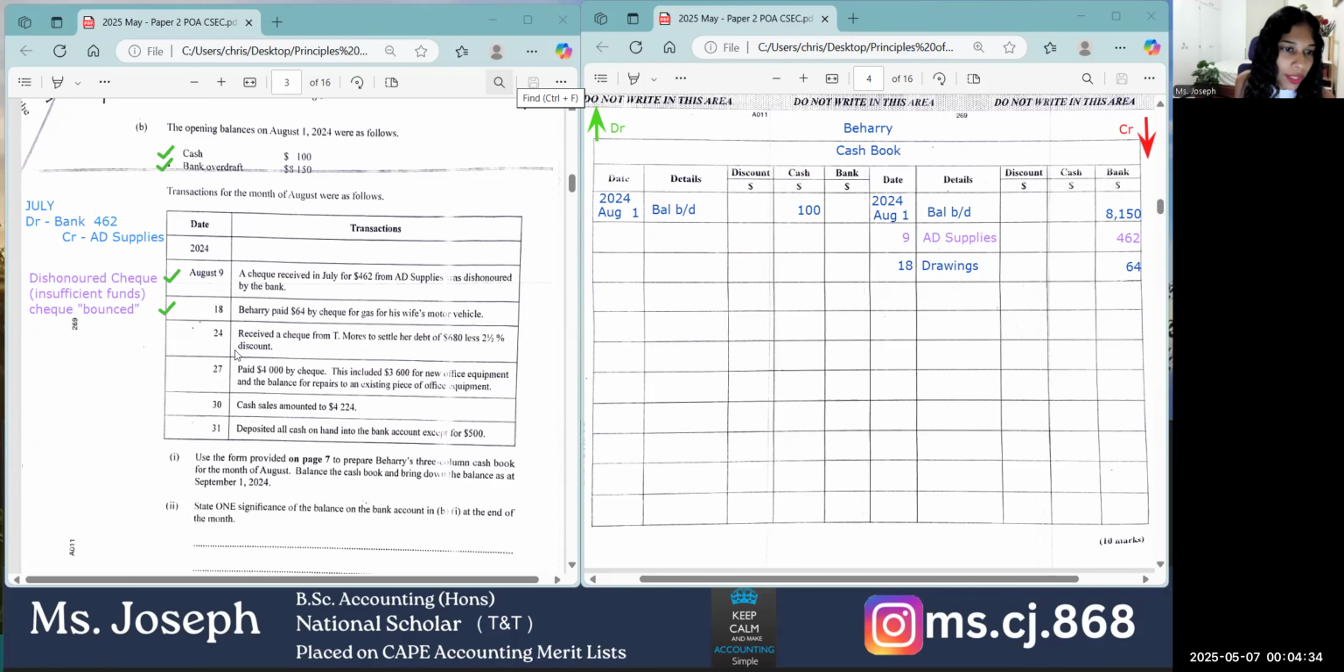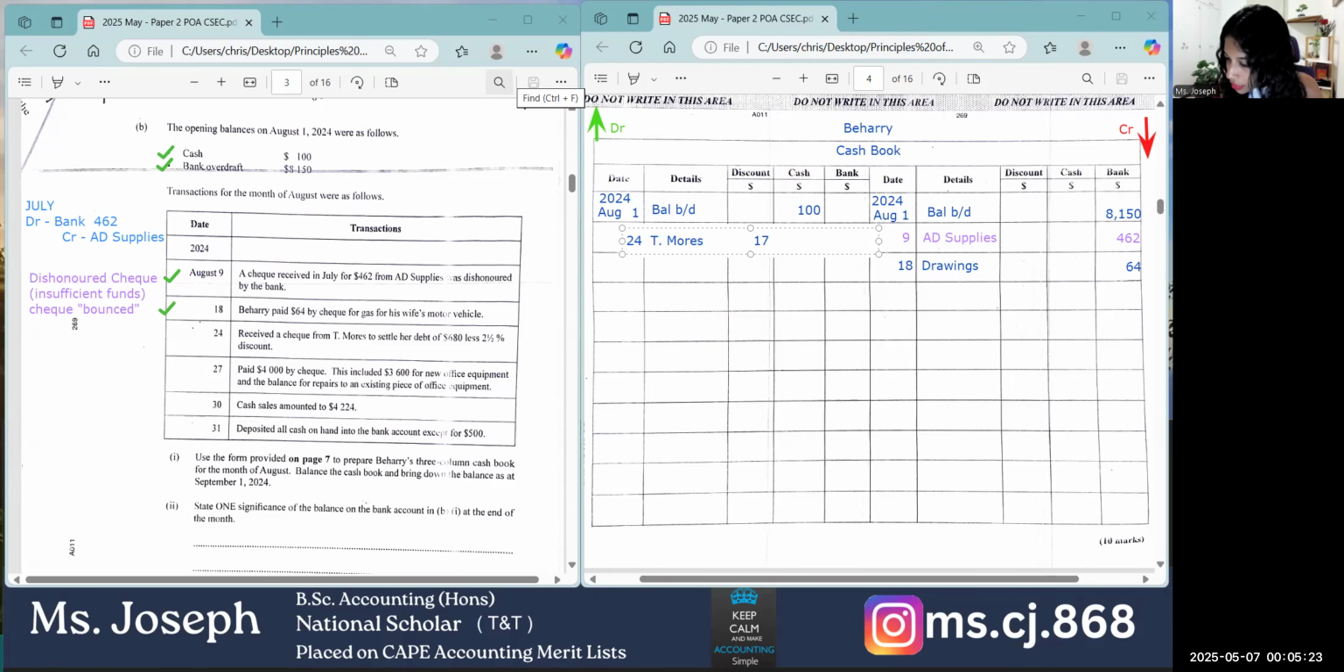Next up, the 24th of August, received a check from T. Moores to settle her debt of $680 less 2.5% discount. You remember, part A, we were actually doing the statements for T. Moores. This 680, when you work out 2.5% discount, it's going to be $17. We are receiving a check, our bank is going to go up, so we will be debiting the bank, referencing the discount amount, and then here, 24th of August, I'm going to say T. Moores.